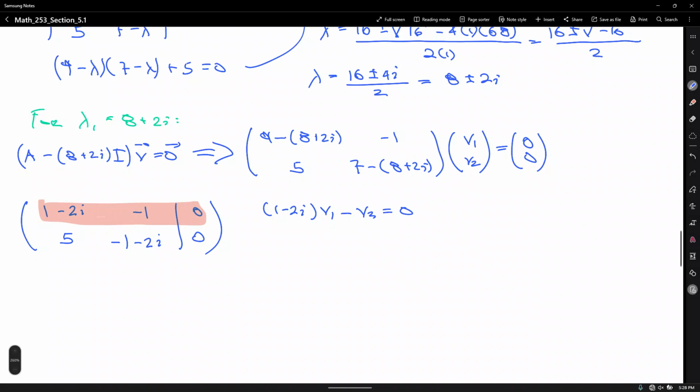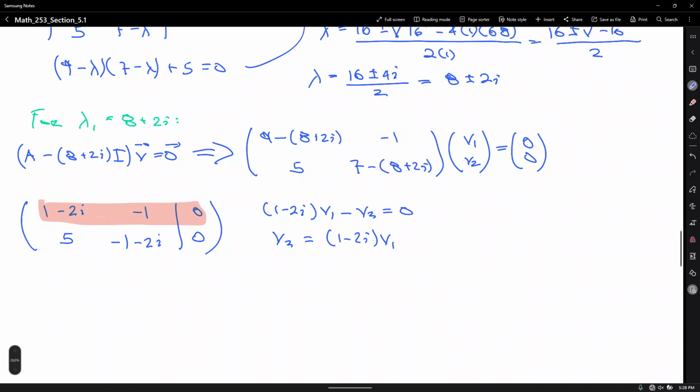Now, solving the equation, do you want to solve for v2 or do you want to solve for v1? Which one is easier to solve for? For v2, right? Because if you solve for v1, then you will have to divide by the complex number, multiply numerator and denominator by the complex conjugate, which is not hard to do. However, it's not efficient for our purpose here. So that means v2 equals 1 minus 2i v1, okay?